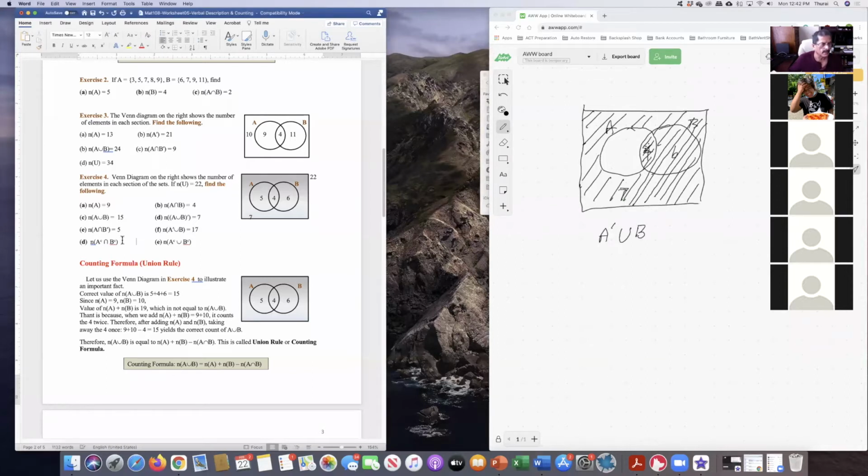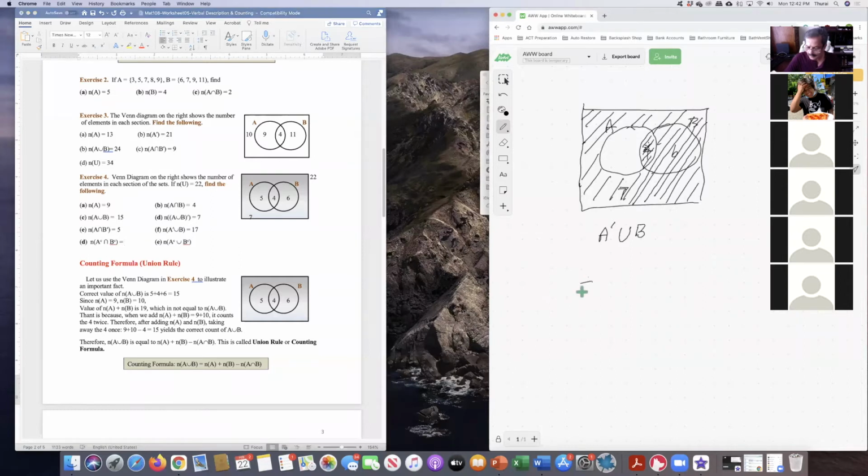Going on to part D. A complement intersection B complement. Now that 7. 7 is right. Very good. In exercise 4, the same thing. That's what we're doing. It's equal to 7 is right. And let me explain for those who don't see it.